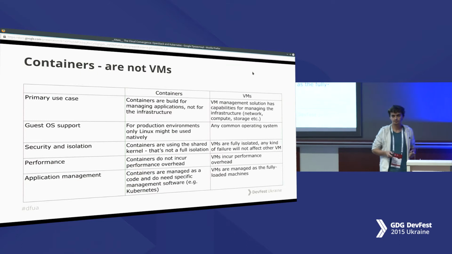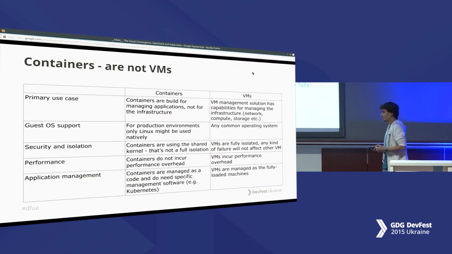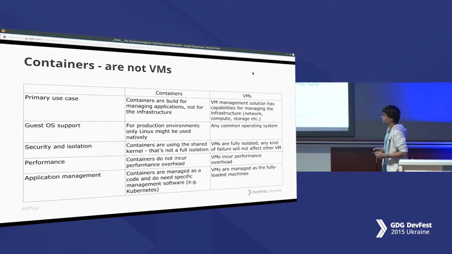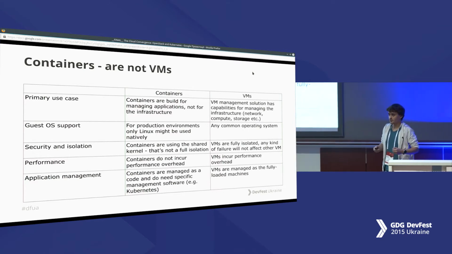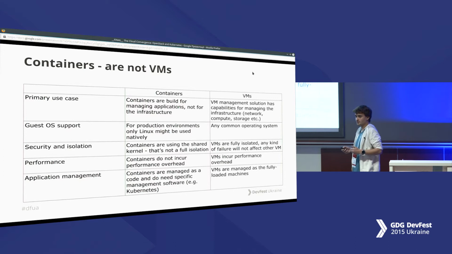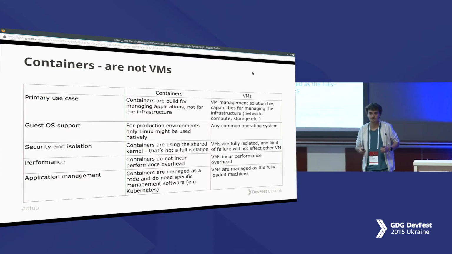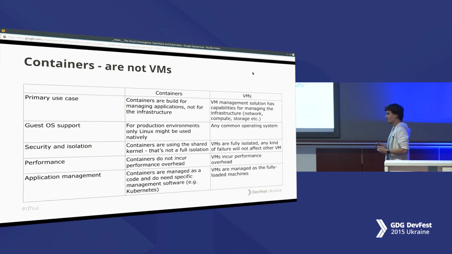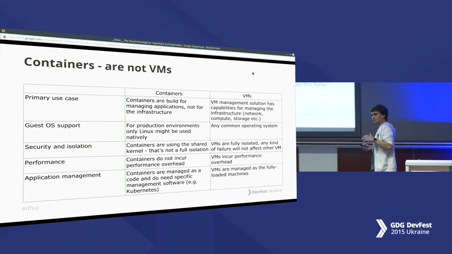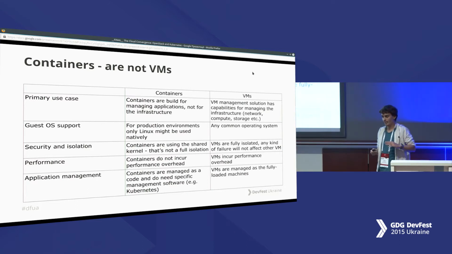So that's not correct, because there are a lot of differences between classic containers and the classic virtual machines. At first, containers are primarily built for running applications. At the same time, virtual machines are built for virtualizing the whole operating system. So there is a different abstraction layer between containers and virtual machines.